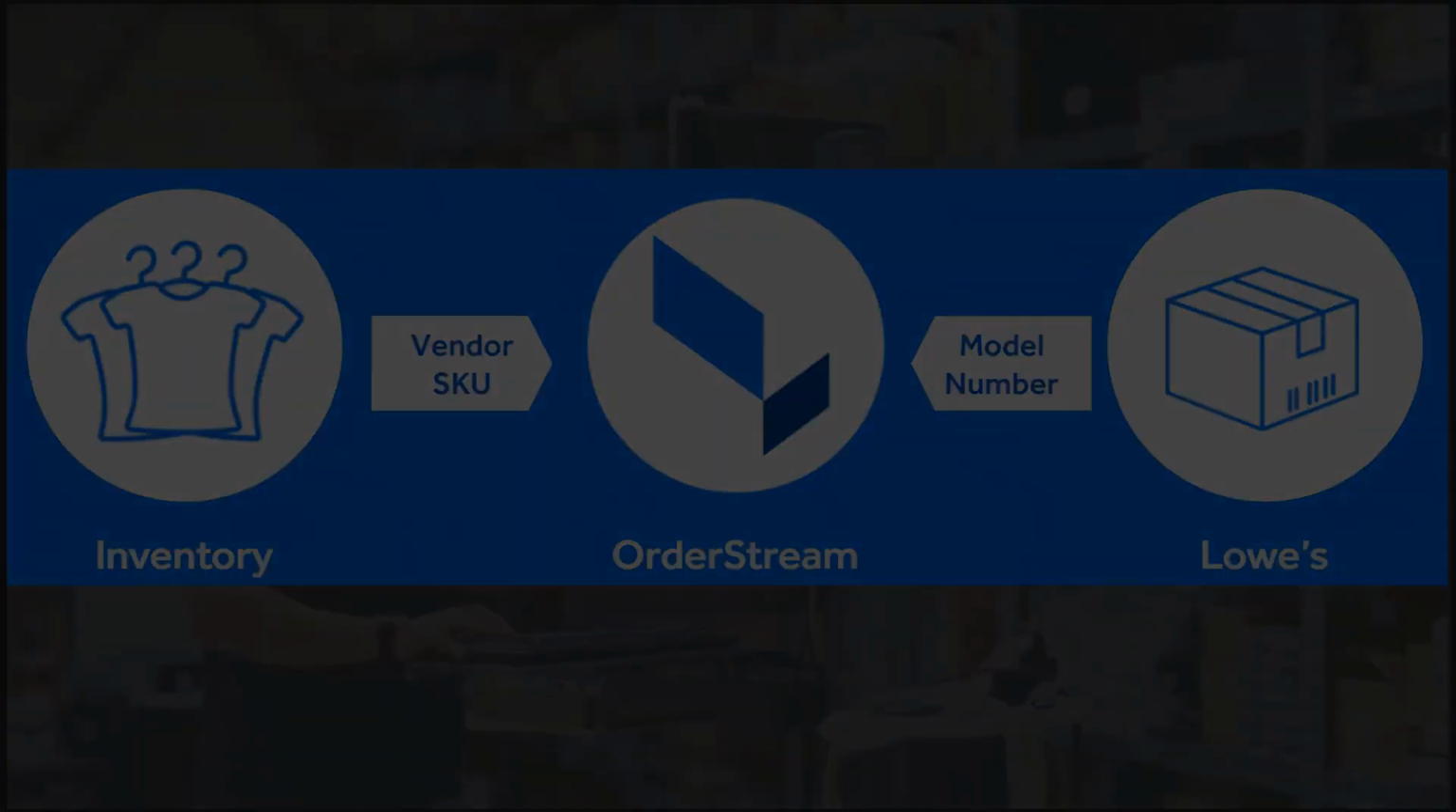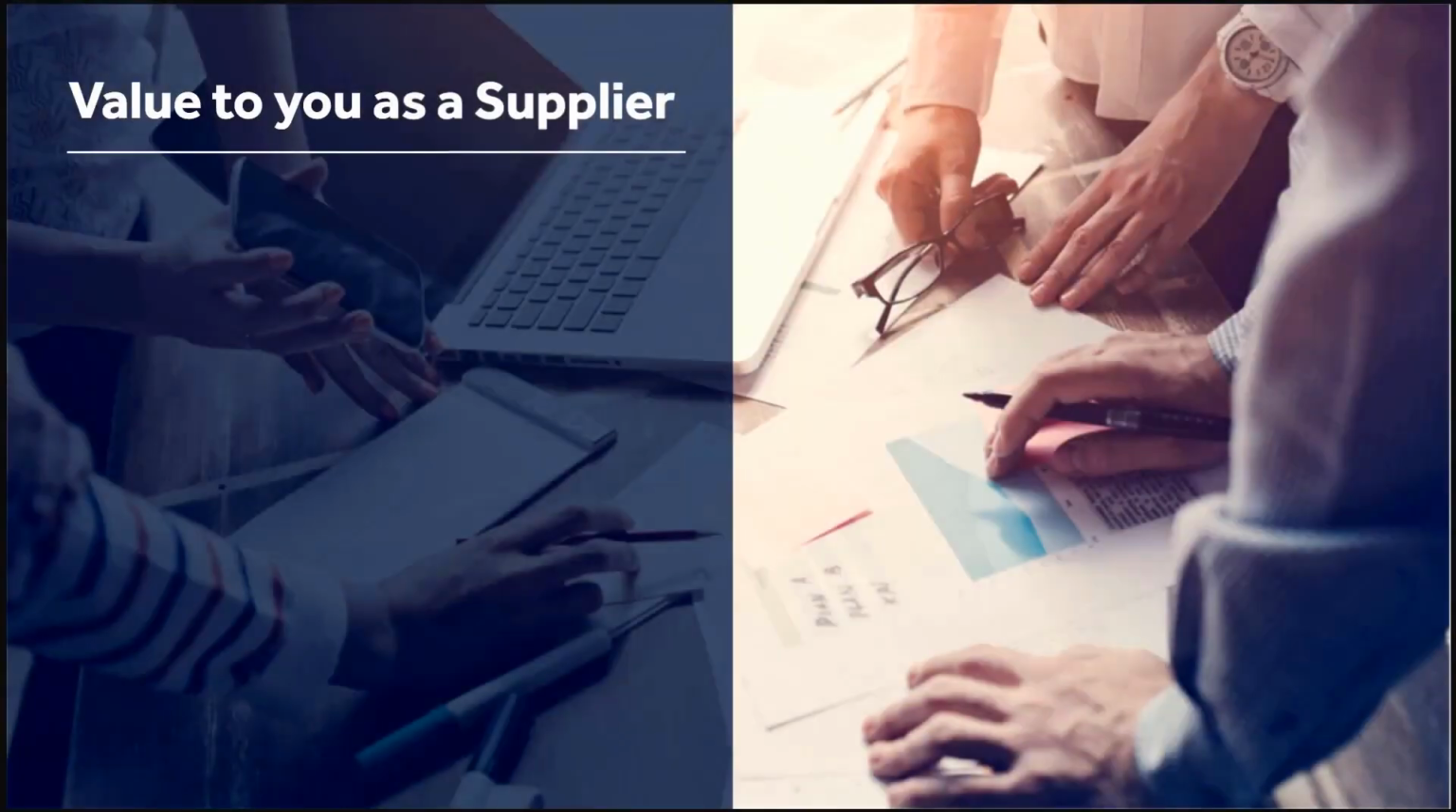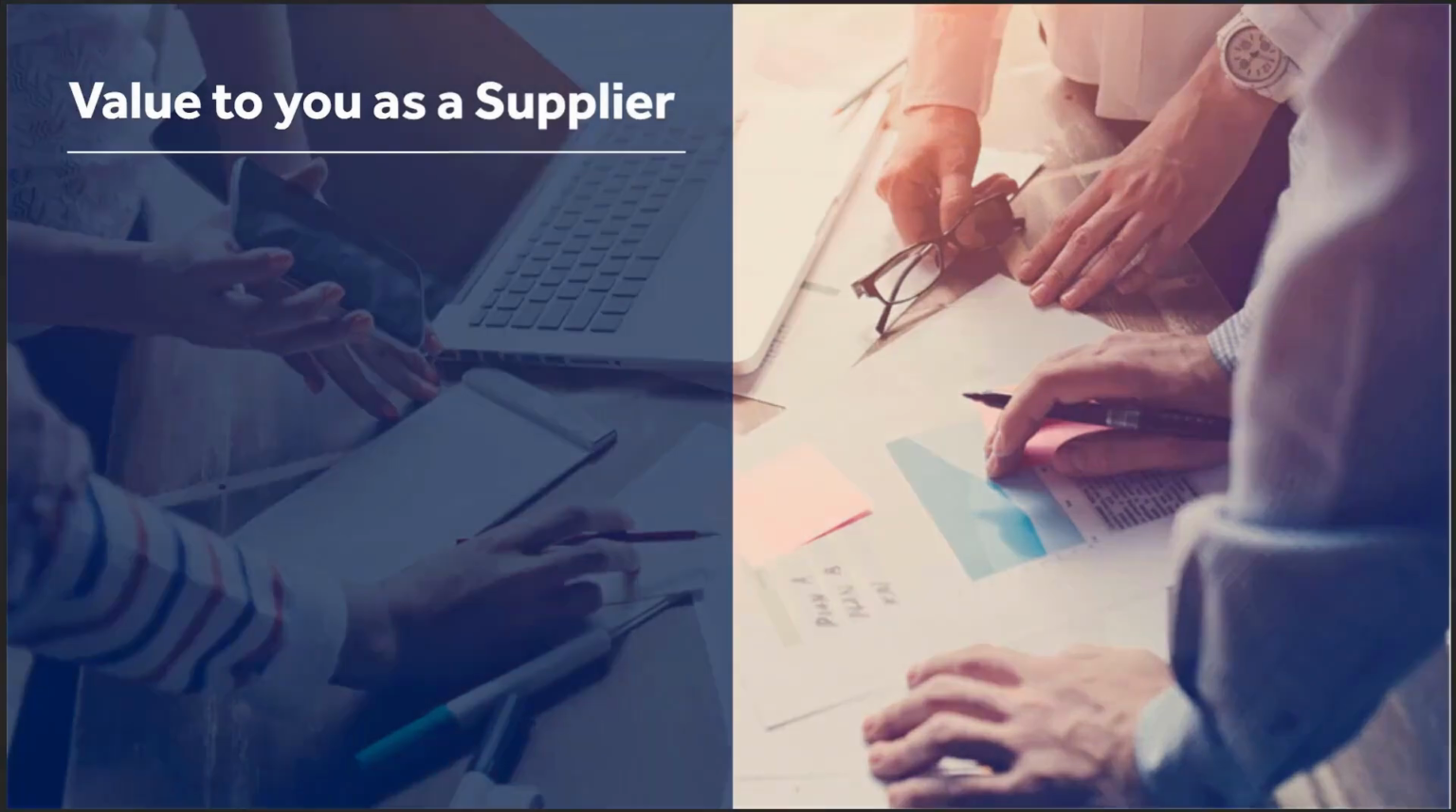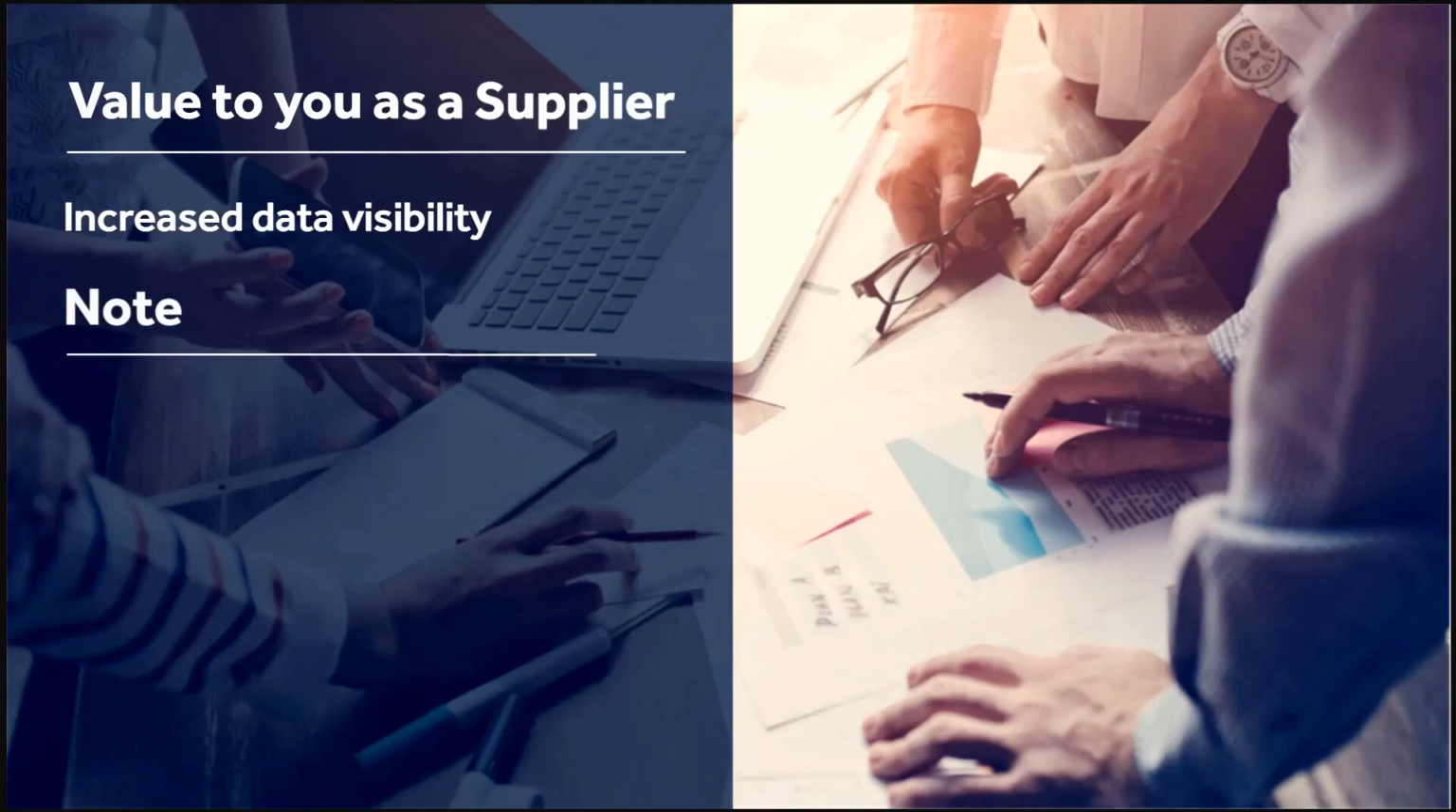The assortment feature in OrderStream offers many benefits to you as a supplier. You can see the items your retailer intends to sell, giving you the data visibility you need to make sure your inventory is included in the Lowe's assortment. Note, you'll need to have authority to view assortments, inventory, and searches to perform the tasks you'll see in this training. Contact your organization's OrderStream administrator to update your permissions if necessary.